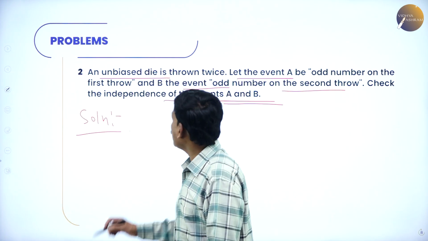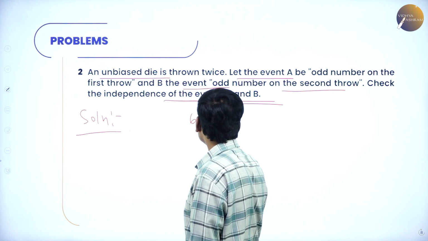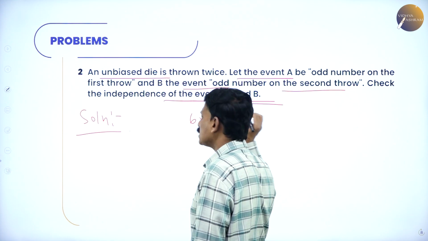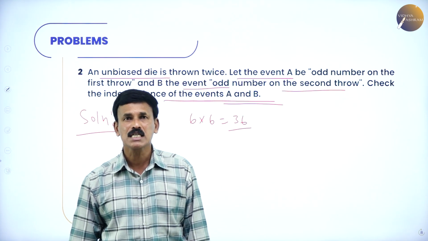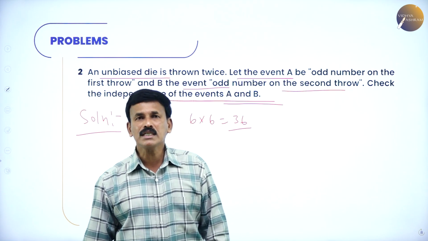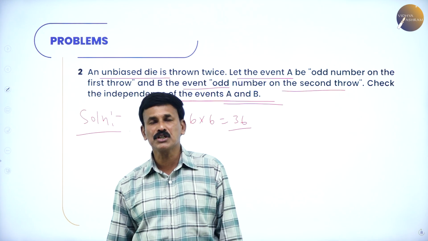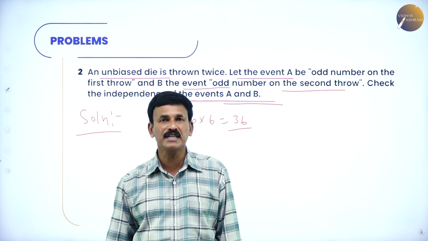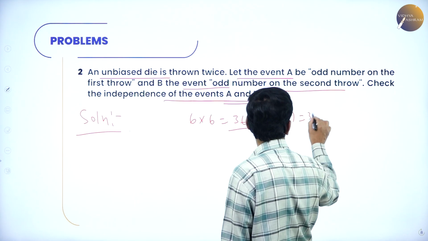Here, an unbiased die is thrown twice. So, if it is thrown two times, what is the sample space? In sample space, we have 36. N of S is equal to 36. Okay. That is, if all the 36 events are considered to be equally likely events, then we have N of S is equal to 36.